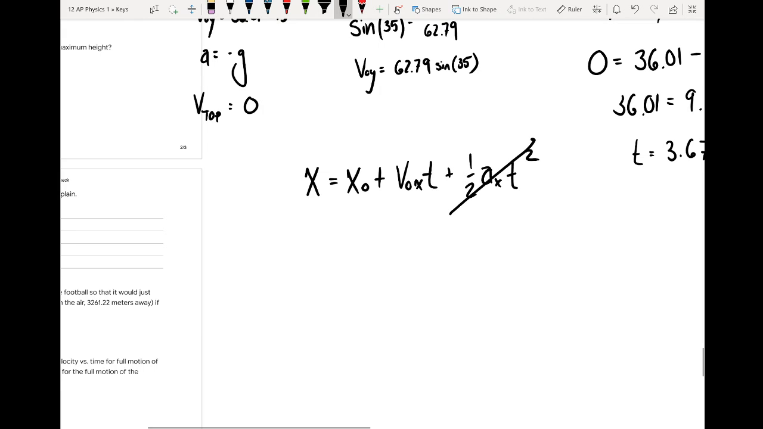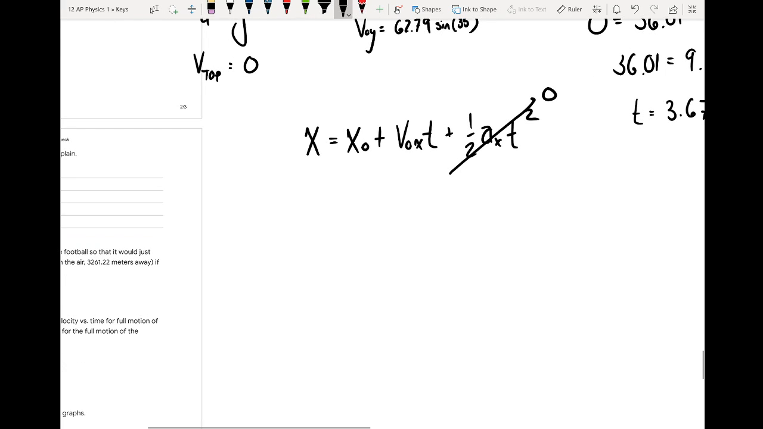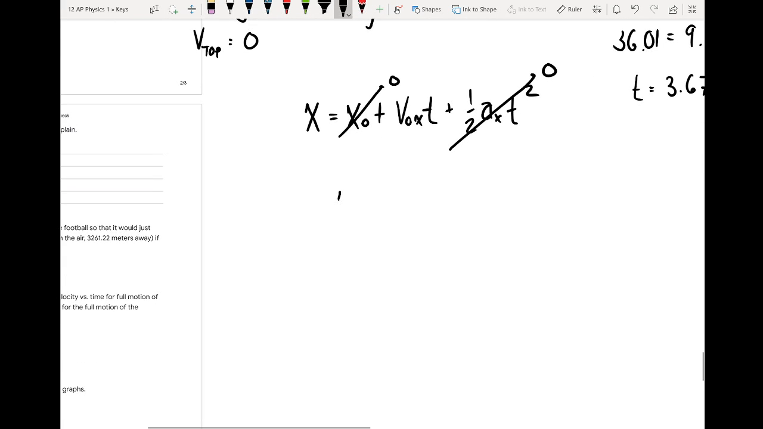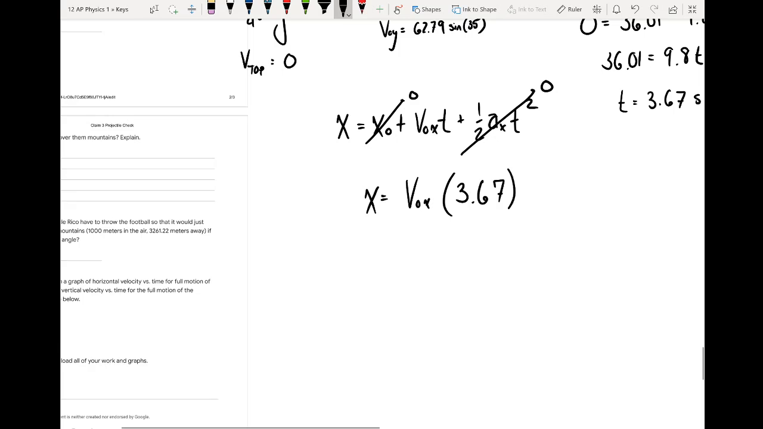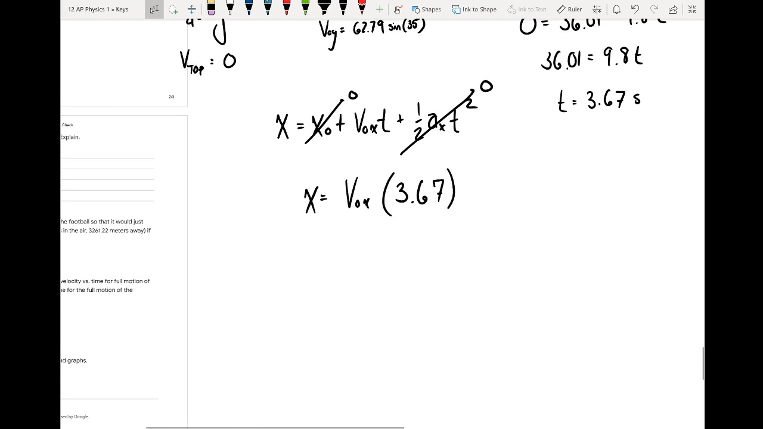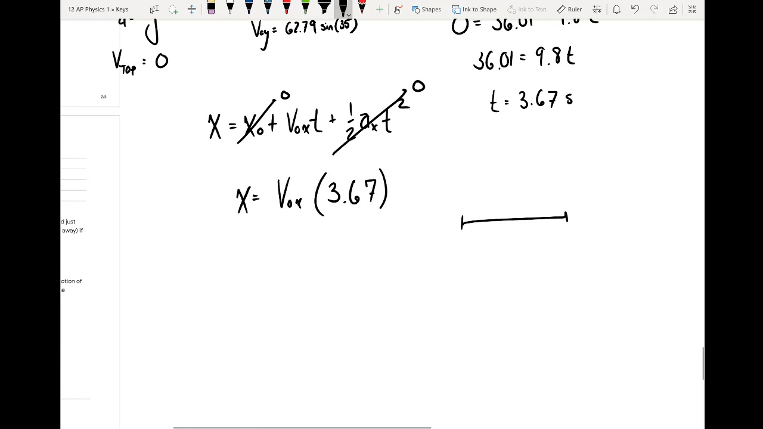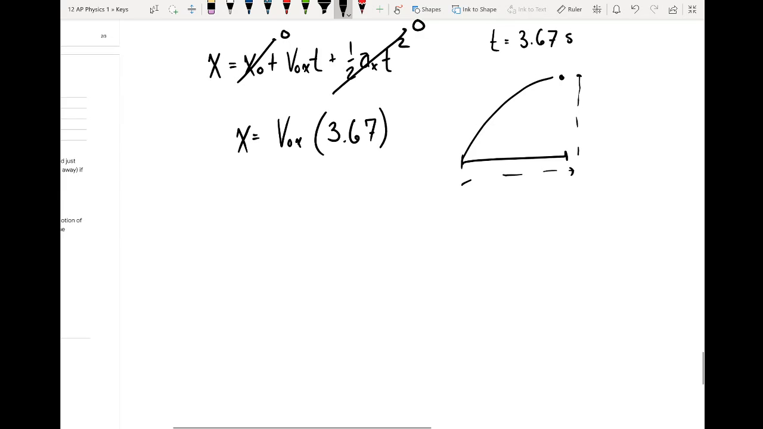In this case, we know the acceleration for x is 0. We can say x naught is 0. Say x equals v naught x times the time that this is happening at. So the time that we care about is the 3.67 seconds that we just solved for. We want to know at what location we are at our maximum height. The time it takes to get to the top will be the time it takes to get to that x location where we are at the top.